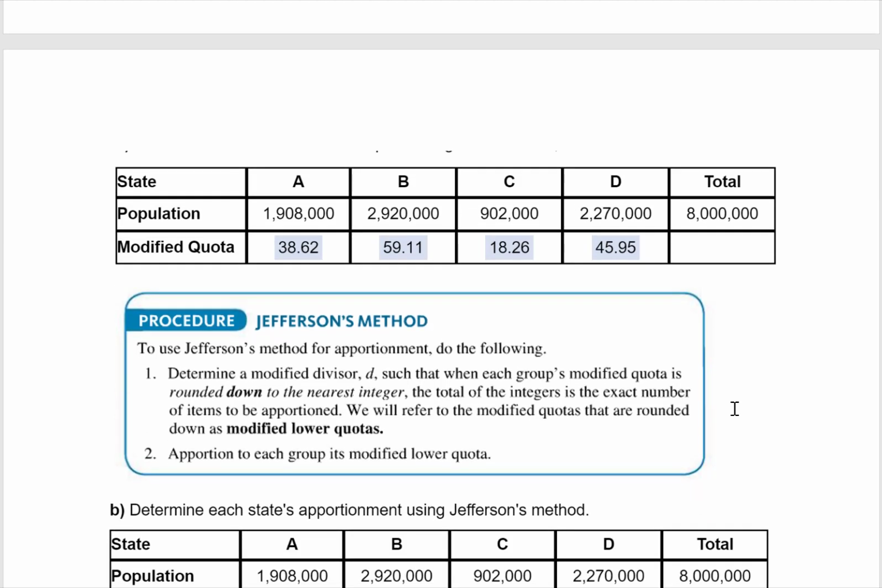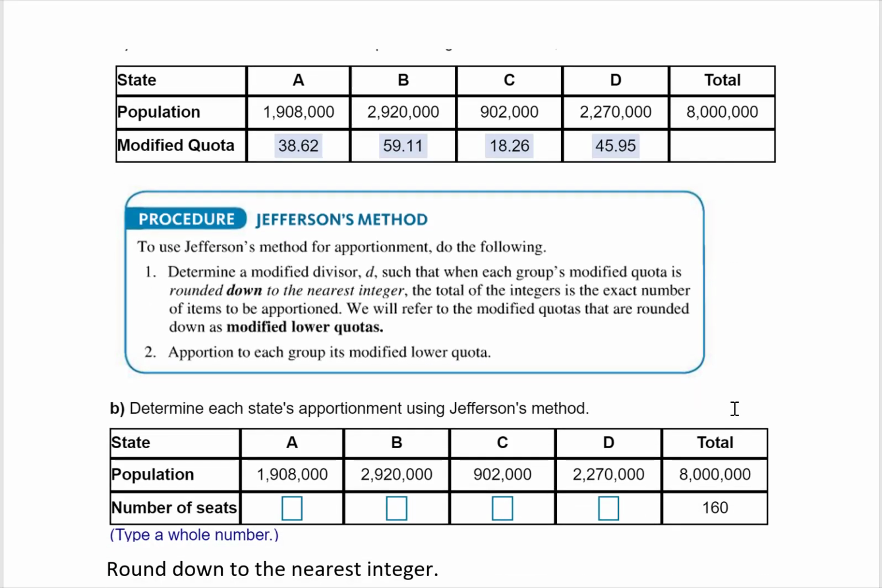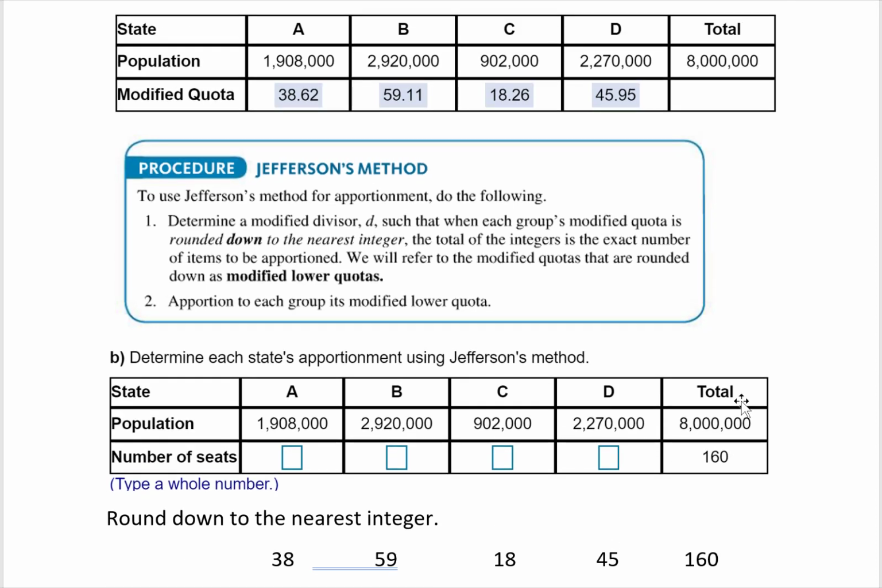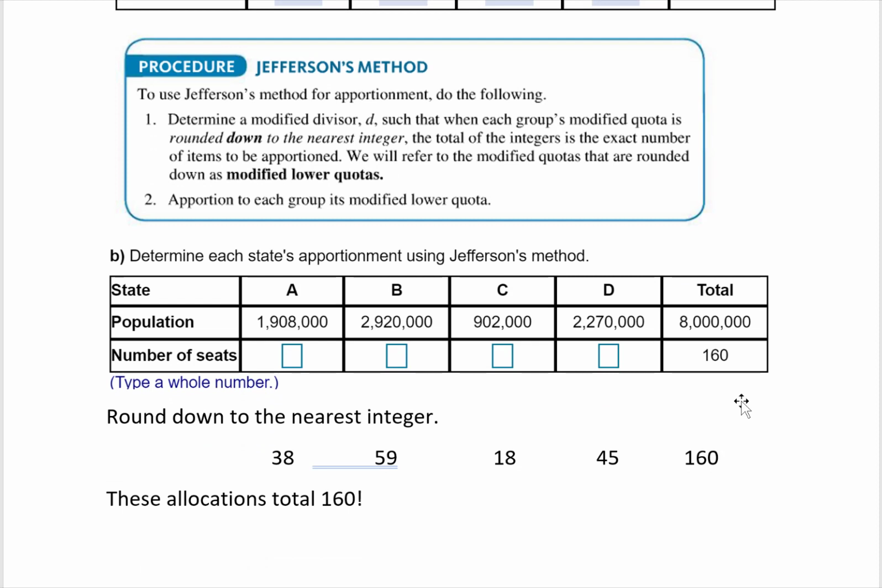So I've moved over those numbers here, and we're going to round down. So we're going to have 38, 59, 18, and 45. And when I add those together, I do get 160. So the modified divisor that I selected in this case was actually the correct one to use. And the allocations do total up to the 160, which was the number of seats to be allocated.